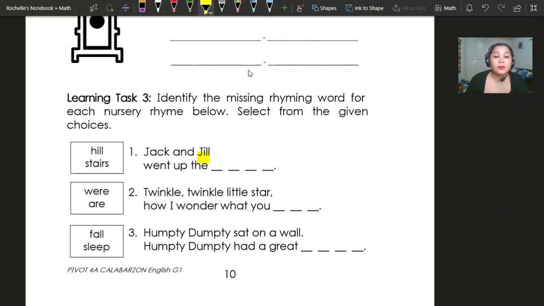For number 2, Twinkle, twinkle, little star, how I wonder what you blank. The last word for this line is star. So what is the word that rhymes with star? Is it where or are? Next one, this one was given as an example. So Humpty Dumpty sat on a wall. Humpty Dumpty had a great blank. The last word for the first line is wall. So what is the word that rhymes with wall? Is it fall or sleep? Write them down.